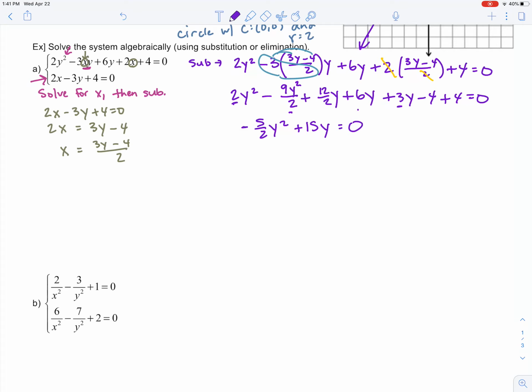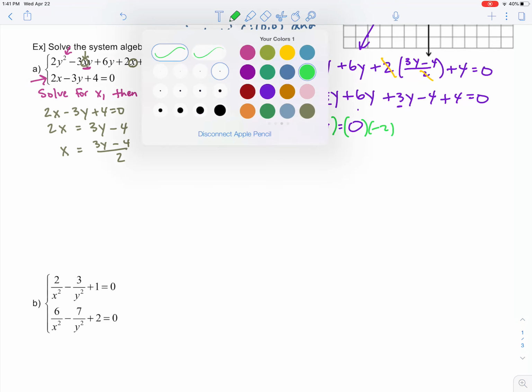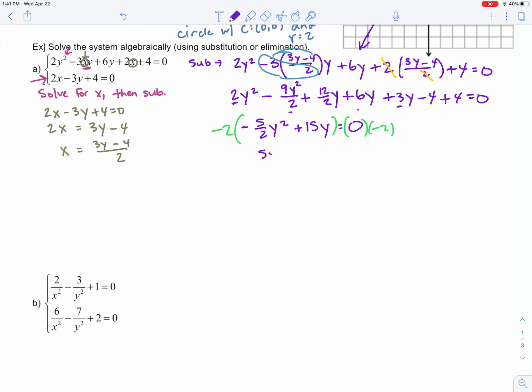So it became simplified quite a bit. If you don't like the way this looks with the negative and the fraction, you can fix that if you like. I think I will. I think I'll multiply both sides by -2. It's an equation, so I'm free to do that. So I will get here 5y squared minus 30y equals 0. I just like the look of that better. Now I'm going to solve this by factoring, so I'll factor out 5y. So 5y times y minus 6 equals 0. So 5y equals 0, or y minus 6 equals 0. So y equals 0, or y equals 6.